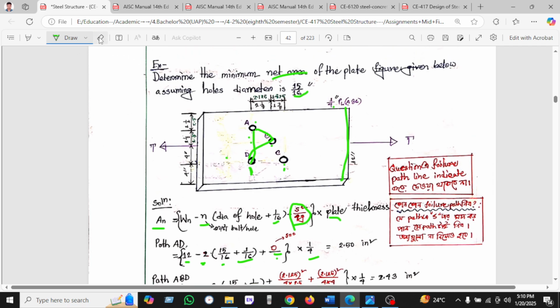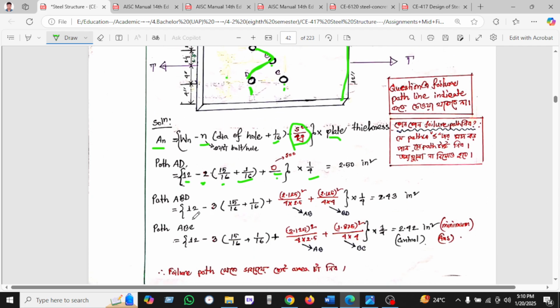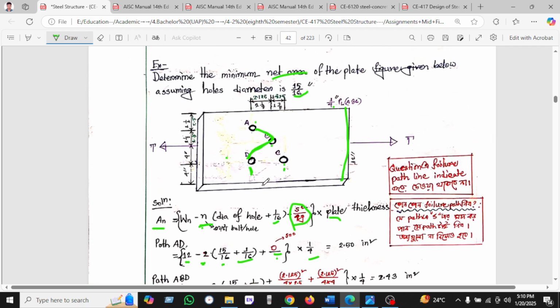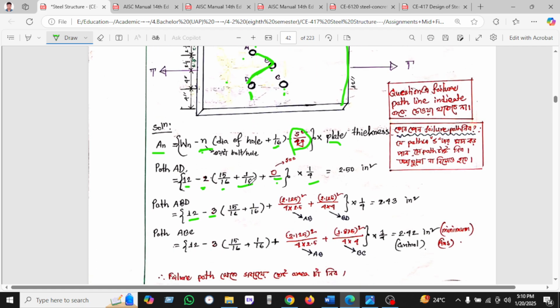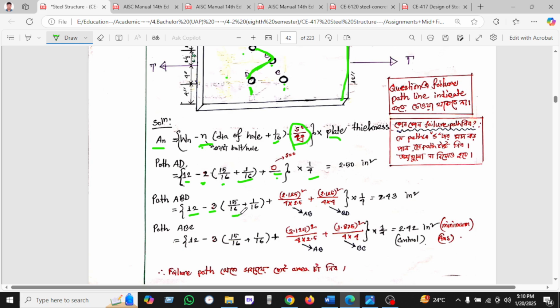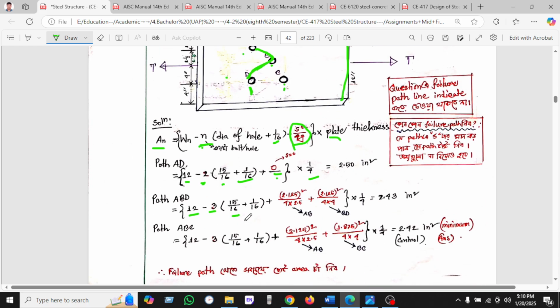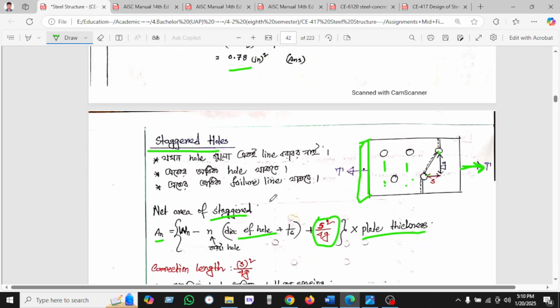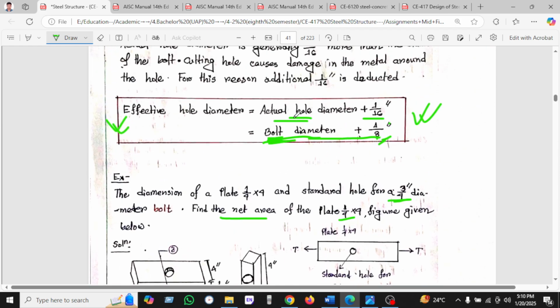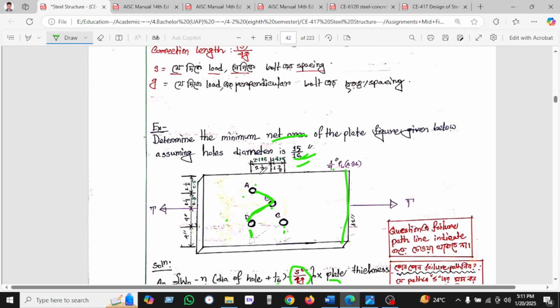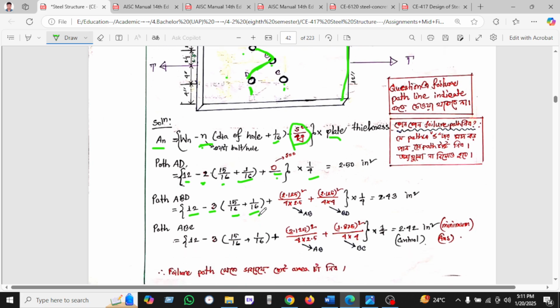Okay, so let's calculate this path ABD. I will get 12 minus 3, where 3 is the number of holes: 1, 2, 3. And the diameter of the hole is 15 by 16, given in the question, and 1 by 16 is a constant. If we use the hole, then 1 by 16, and if you use the bolt, then it will be 1 by 8. That's why we will use 16.